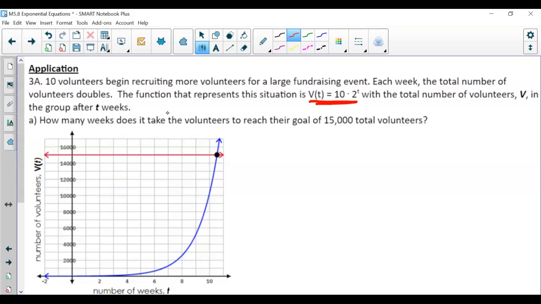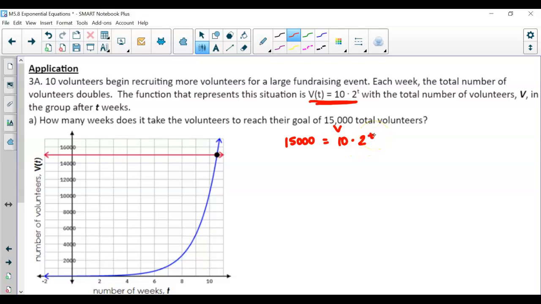But now notice the question is, how many weeks is it going to take for the volunteers to reach 15,000? So what does the 15,000 represent, V or T? V now, because that's your total volunteers. So if we were to use this function, we would set this up as 15,000 is equal to 10 times 2 to the t power.